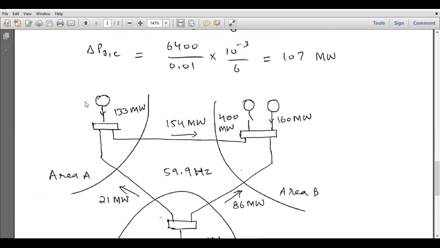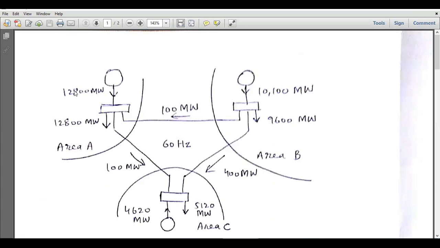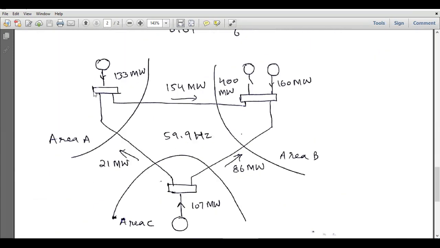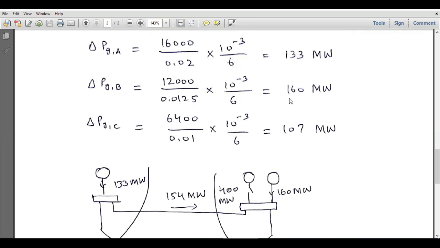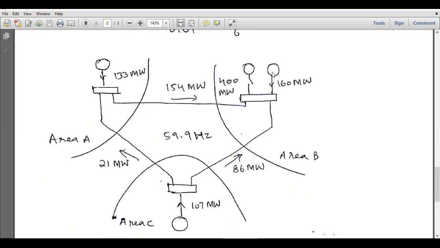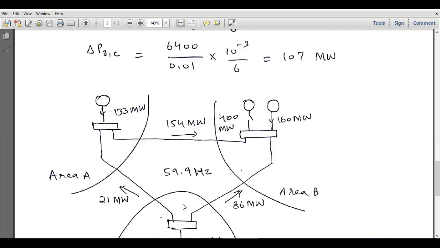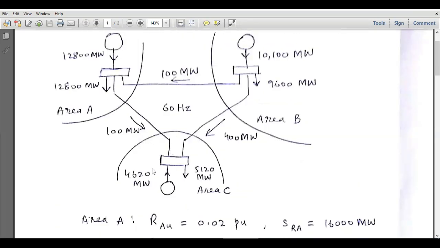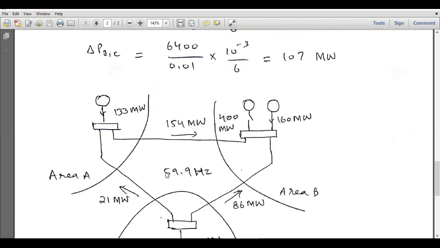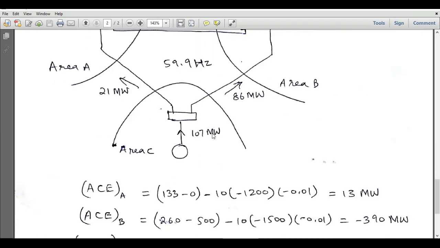So that initial 12,800 megawatt is not shown in this figure, but that is present. Similarly, in area B, 400 megawatt has been disconnected, and new generation of 160 megawatts has been added in area B. And in area C, the existing power generator is also present, and a new power generator of 107 megawatt has also been added. So this is actually not a new power generator. In fact, the other remaining units have increased their generation by 107 megawatts.